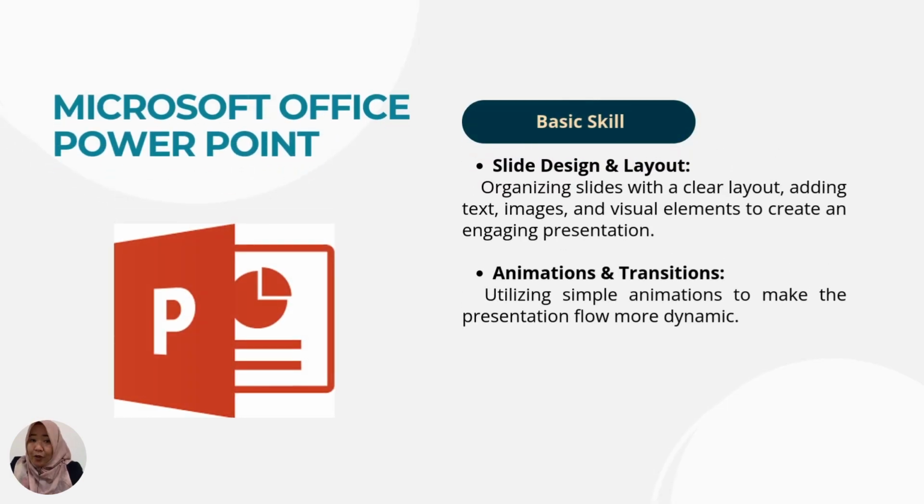The last app, or the last tool, is Microsoft Office PowerPoint. The skills that are required as basic skills in Microsoft Office PowerPoint are two. The first one is slide design and layout, and also animation and transition. What are they? Slide design and layout means you are able to organize slides with a clear layout, also adding text, images, and visual elements to create an engaging presentation for any kind of purposes. And the second one is animation and transition. It refers to the ability to utilize simple animations to make the presentation flow more dynamic.